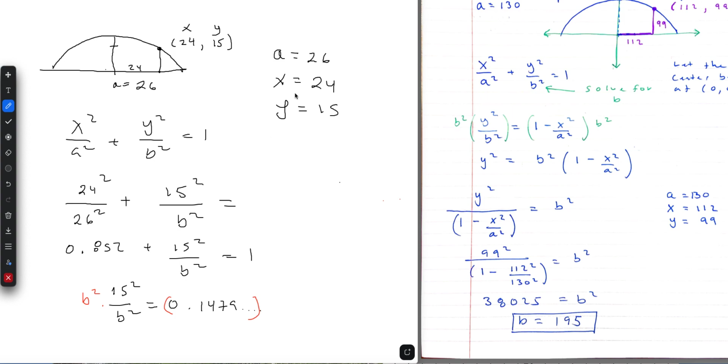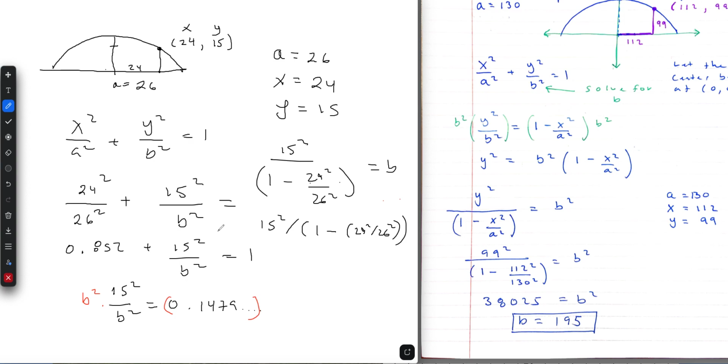So this would be, let's see, y was 15 squared over 1 minus x squared would be 24 squared, and then over a would be 26 squared. And all that was going to make b squared. So if I was going to type this in, I would type in 15 squared and then divided by, open a parenthesis, 1 minus, and then another parenthesis, 24 squared divided by 26 squared, close the parenthesis, close the parenthesis. So that's exactly the keystrokes I'm going to put in the calculator. So let me see how that comes out.